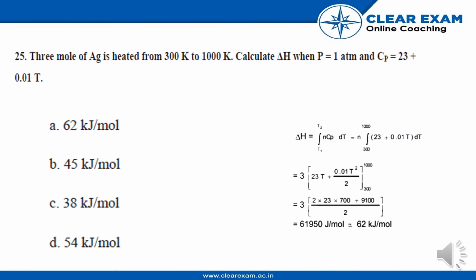We are given that 3 moles of argon is heated from 300 Kelvin to 1000 Kelvin. 3 moles of argon is heated between this temperature. So we need to calculate the change in heat when P is 1 atm and Cp is equal to 23 plus 0.1T. Here T is temperature, Cp is the heat capacity, and we need to find the change in heat.